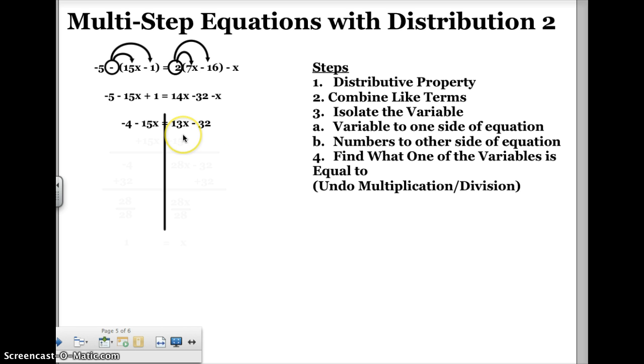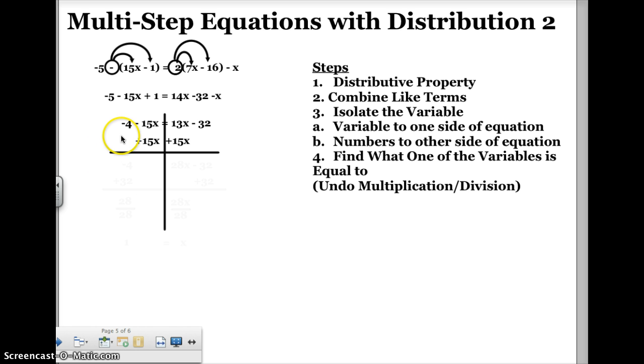So now let's look at this. I have 13x's over here and negative 15x's over here. I have more x's on the right-hand side. I'm doing step 3 right now, which is isolate the variable. And the first step of step 3 is to get the variable to one side of the equation. Since I have positive x's over here and negative x's over here, let's just get all my x's to the right side. I'm going to do that by getting rid of negative 15x. To get rid of negative 15x, I have to add positive 15x. But whatever I do to one side, I need to make sure I do to the other side also.